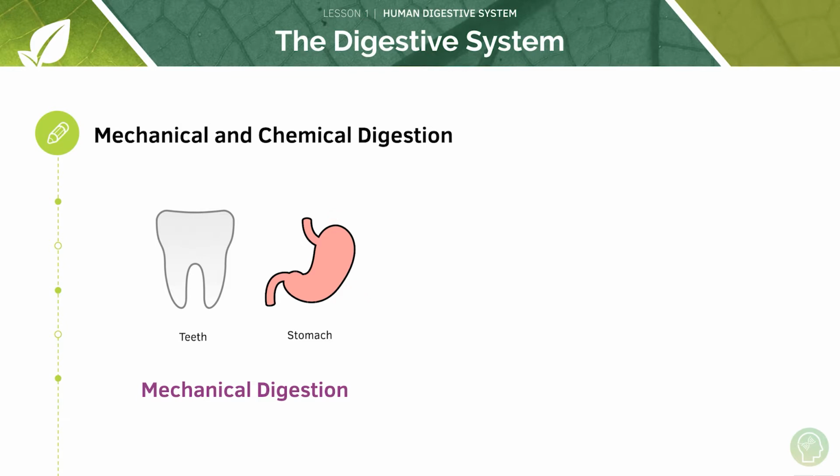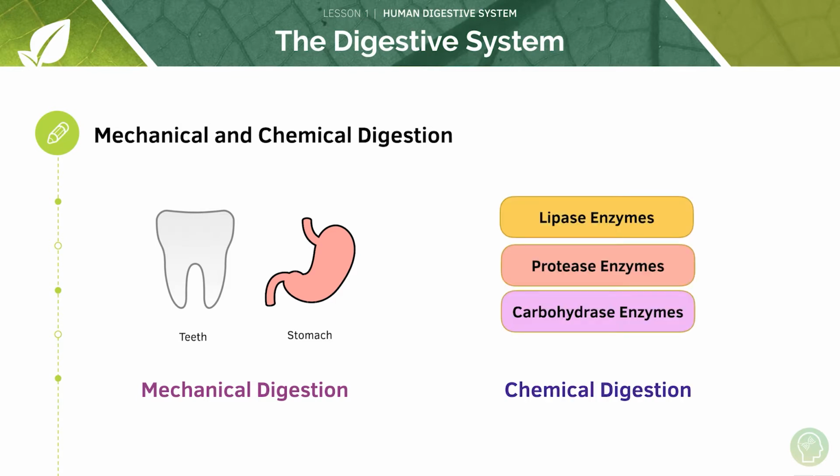But there is also enzyme-driven breakdown via chemical digestion. And this is because mechanical digestion alone is not enough. So this chemical digestion occurs by multiple enzymes, but in this tutorial and for your exam, you just have to know about lipase enzymes, protease enzymes, and carbohydrase enzymes. And we're going to be looking at this in a lot more detail.